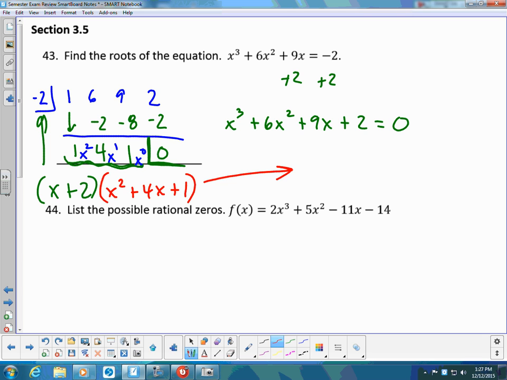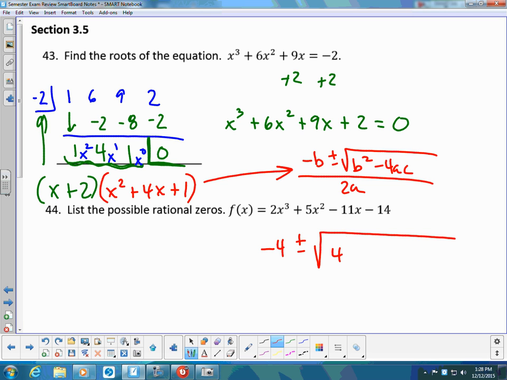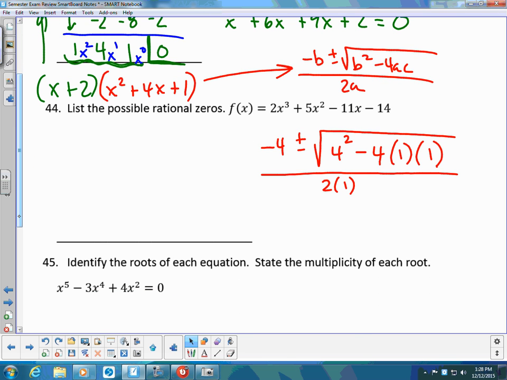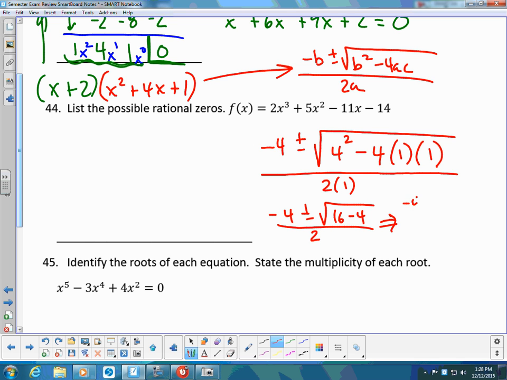So if I'm going to do quadratic formula, I want negative b plus or minus square root of b squared minus 4ac all over 2a. And so if I'm going to do that, opposite of b is going to be negative 4 plus or minus square root of b squared is 4 squared minus 4 times a times c, all over 2a, so that's all over 2 times 1. And when I work that out, I end up getting negative 4 plus or minus square root of 16 minus 4 all over 2, which is going to be negative 4 over 2 plus or minus square root of 12 over 2.